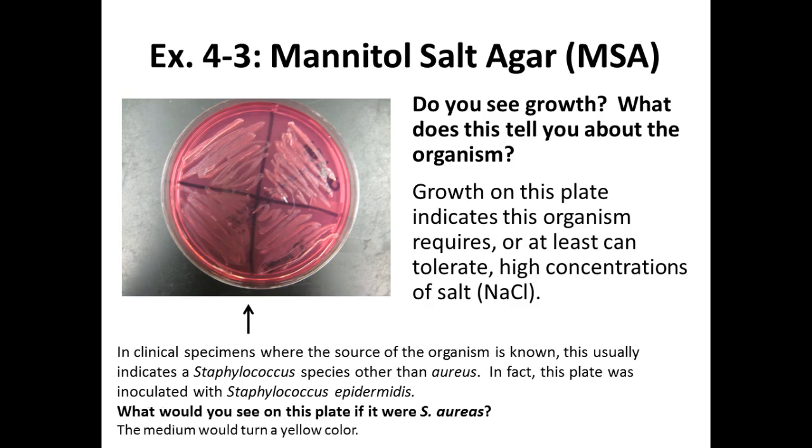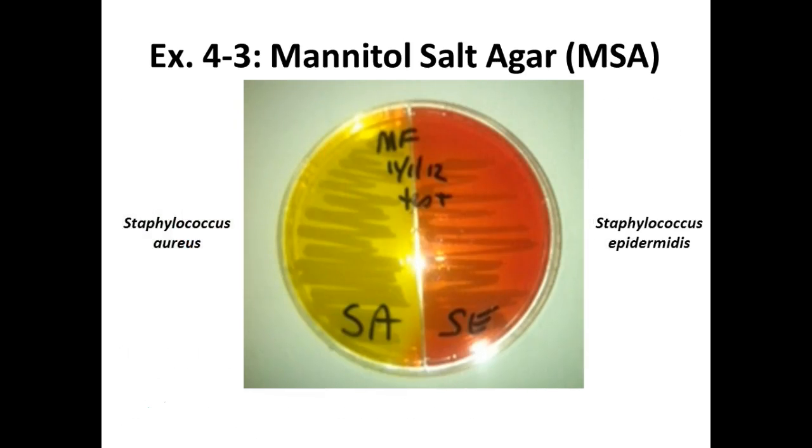As we said, if it was Staph aureus, though, it would have fermented the mannitol. You would have had a yellow plate. So here's the two of them side by side, similar to the demo plates I have for you guys today. So both of them grow. Both are salt tolerant. Both are Staph, right? One can only ferment the mannitol, and that's Staph aureus.